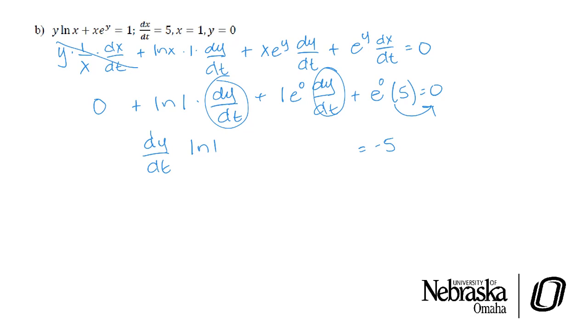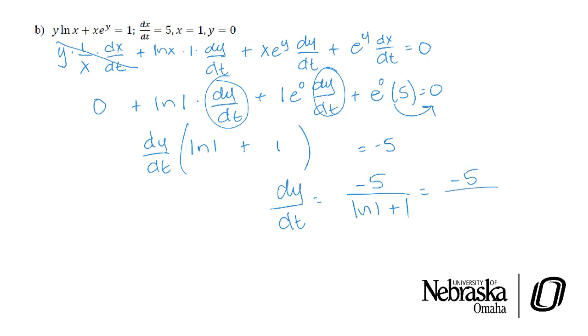We subtract it from both sides. So if we factor out a dy/dt, we're left with natural log of 1 plus 1 times e to the 0, which is just 1. So then lastly, we would just have to divide both sides by natural log of 1 plus 1. Now, we also know that the natural log of 1 is 0, right? Remember, a natural log is basically asking: e to what power equals 1? And that would be 0. So in short, dy/dt is simply negative 5.